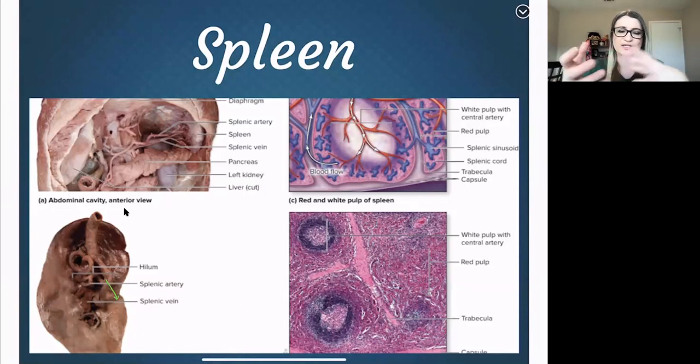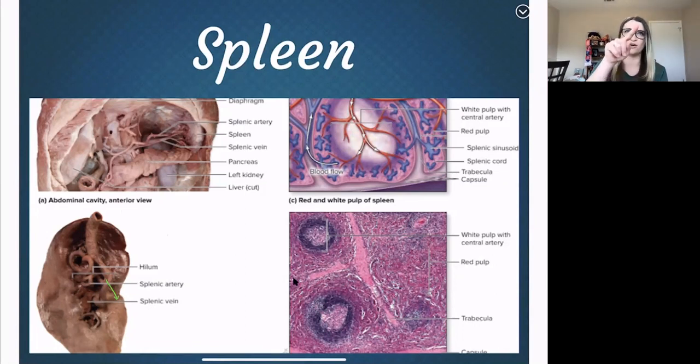Worn out erythrocytes will exit the blood, they will be recycled. And then any pathogens that are there would hopefully be detected by the immune system cells. And then the blood would drain into a venule. And then ultimately, venules would merge into larger and larger veins. And then blood exits the spleen through the splenic vein. So that's how the blood flow through the spleen works.